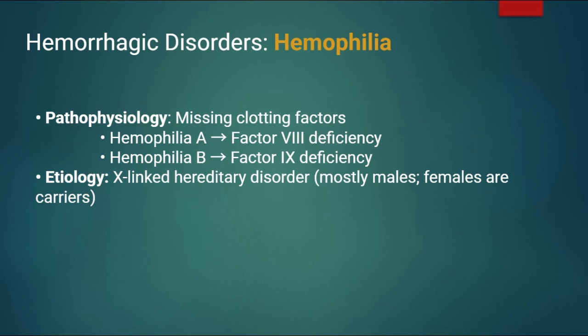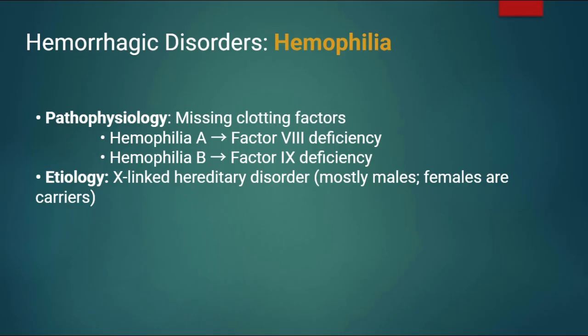Now let's move into hemophilia, a well-known inherited bleeding disorder. Pathophysiology first. Hemophilia occurs because the body is missing specific clotting factors needed to form a stable clot. The two main types are hemophilia A, which results from a deficiency in factor 8, and hemophilia B, which is caused by a deficiency in factor 9. Both lead to an inability to properly form clots, which increases the risk of prolonged bleeding, even from small injuries.